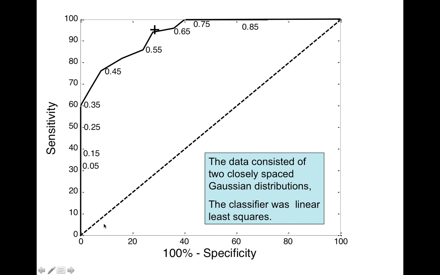So here's an example of the data set that was modeled earlier. These were two closely spaced Gaussian distributions, and the classifier was a linear least squares. So here's what the sensitivity specificity curve looks like, and here's the selected B value on that curve. So basically, this is plotting those threshold values, and this is the selected choice of threshold value.